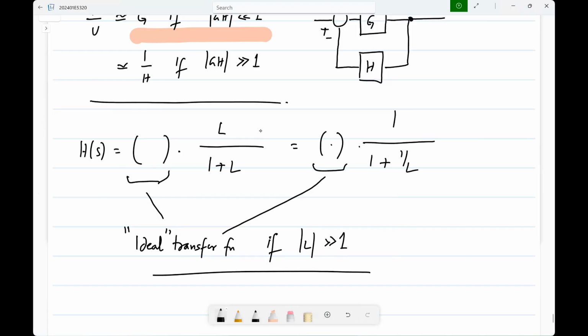Okay. But the point is this L by 1 plus L becomes 1 when the magnitude of loop gain is very large. It doesn't matter how much it is. It can be 100 or it can be 150, right? That number will be approximately 1. Okay. So all the good stuff about negative feedback comes from having a very high loop gain. So our goal is to try and make as high gain amplifiers as possible while maintaining stability. Yes.